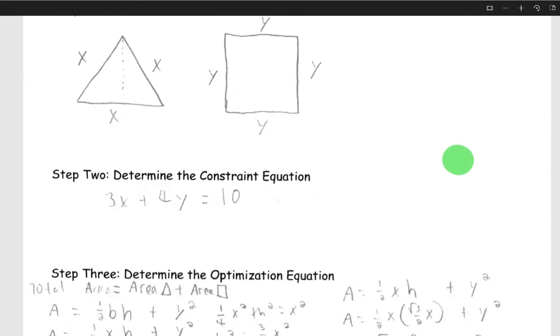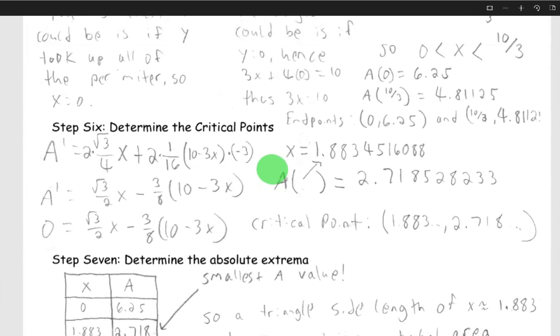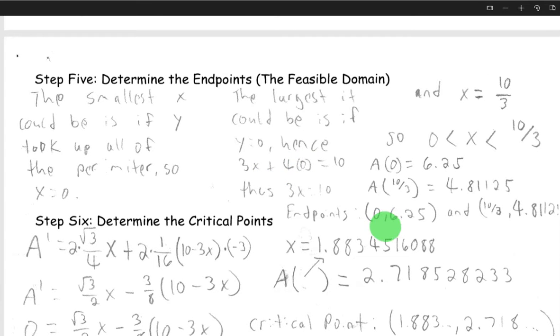Moving to example 2, we want to find a minimum amount of area using 10 inches of whatever to make this triangle and this square. We determined our endpoints to be (0, 6.25), so that means you don't use the triangle at all, and (10/3, 4.8), meaning you use all the triangle but not the square.